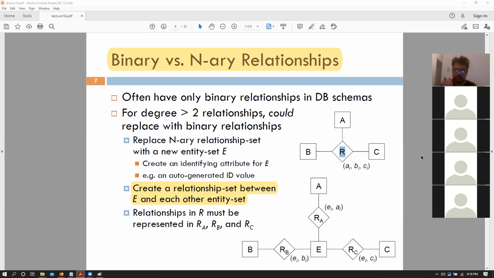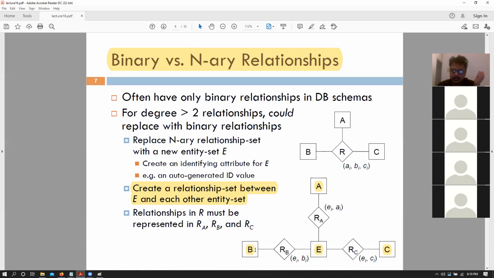But this is a ternary relationship. In general, this is a three-ary relationship. We can sort of convert this into a binary relationship by just saying that we have A, we have B, and we have C, right? And what we can do is relate all of these three relations together. Instead of having one relation that connects all three together, we will have three relations as a binary relation that connects all three together into a single entity set, E.